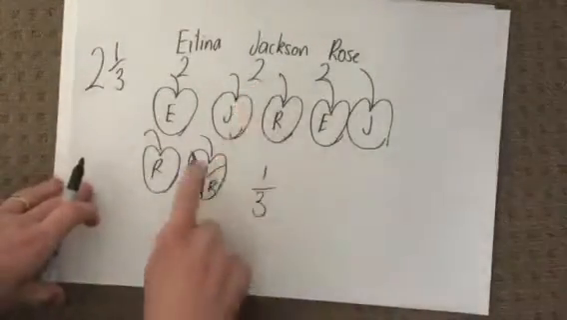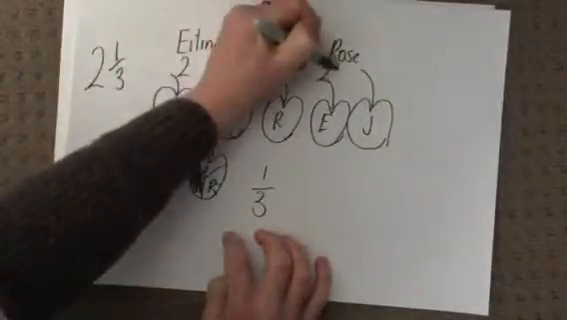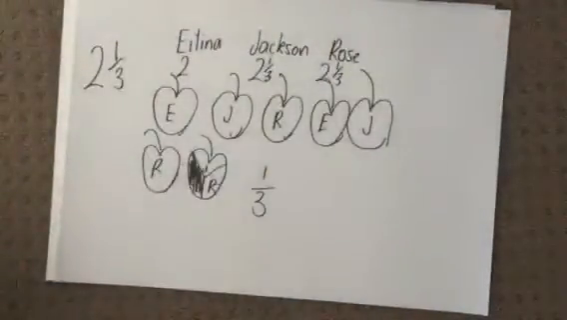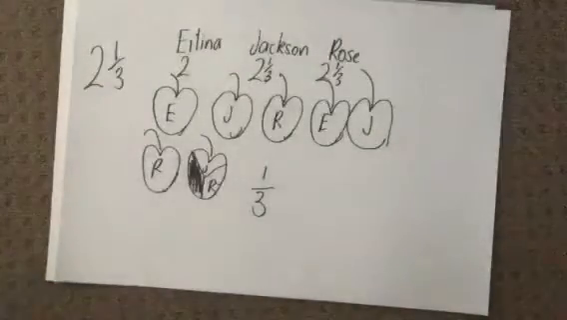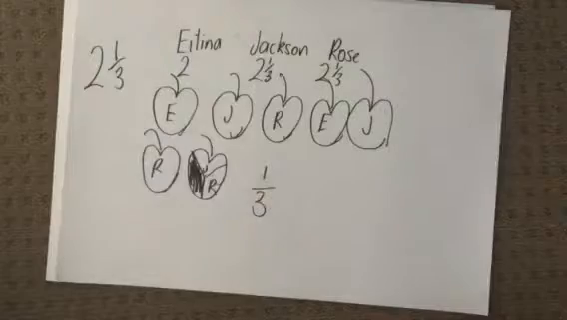How many does Jackson have? He has 2 and 1/3. And how many does Rose have? 2 and 1/3. So you can see clearly it's easier to share the whole numbers first and then to divide the last number at the end.